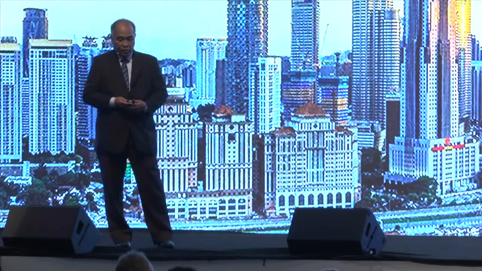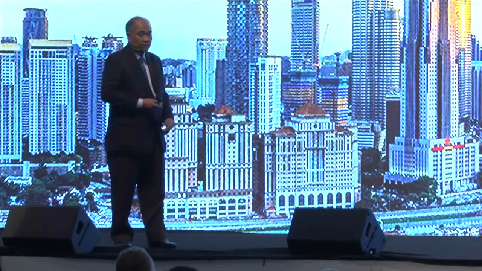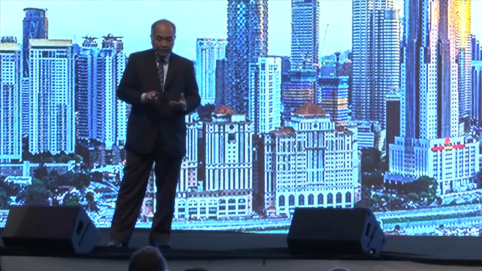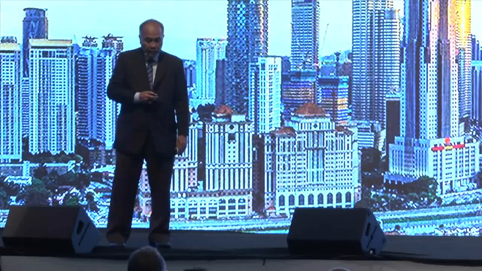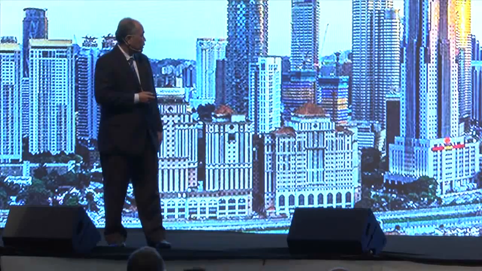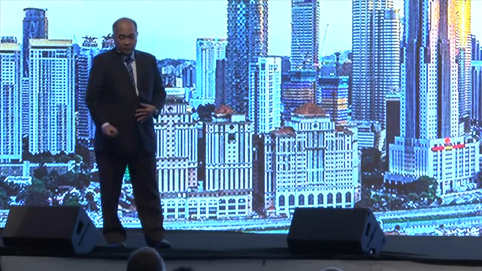Monthly income, for example, FELDA, as I mentioned, was developed in the 1960s until now. Compared with the national poverty level of 360 or 190 USD, FELDA is doing relatively well because they are organized farmers. The opposite of organized farmers is independent farmers, and they are also doing relatively well with respect to farming oil palm.